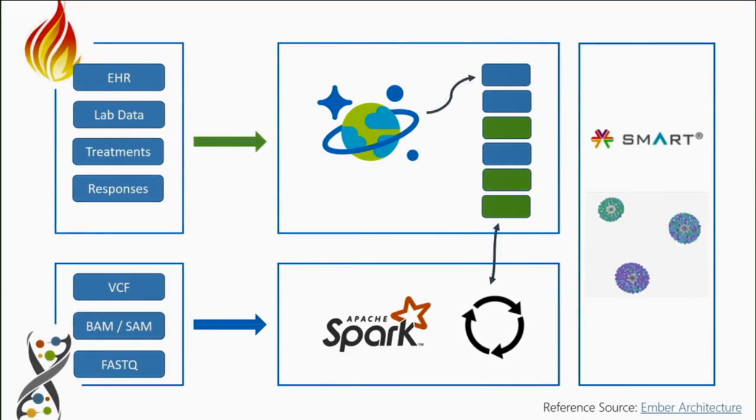So the use case that comes to mind is having this data, combining it with your lab data, your treatments data, as well as your responses data, and then on the other hand, having the genomics data, which are more classified with the VCF, the BAM, SAM, as well as the FASTQ. And combine that data both into Spark so that you can get deeper, richer insights for medical personalization for users.